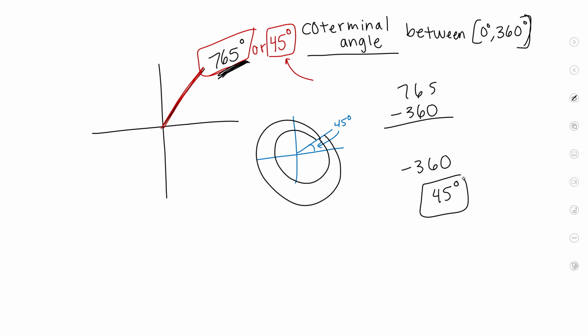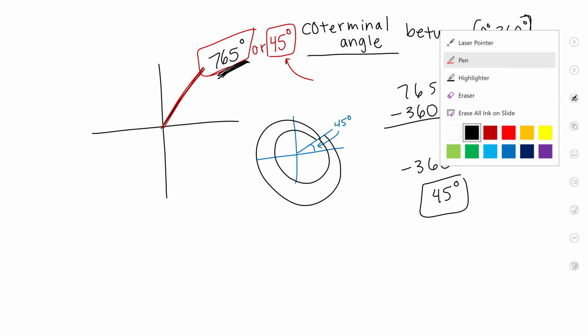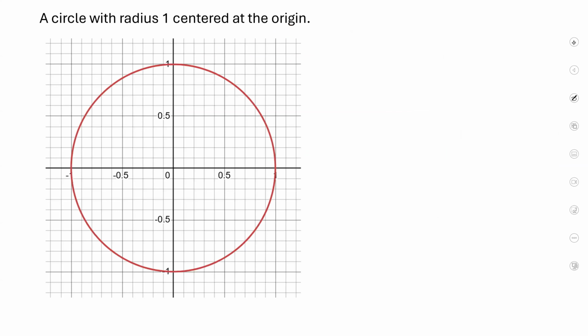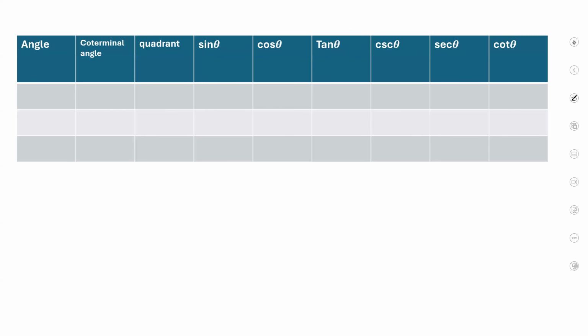All right, so I'm going to have you guys figure out the coterminal angle on this little chart here. On this chart, I'm going to give you 900 degrees. I want to know what the coterminal angle is. Negative 255 degrees and 31 pi over 6. I want to know what the coterminal angles are.